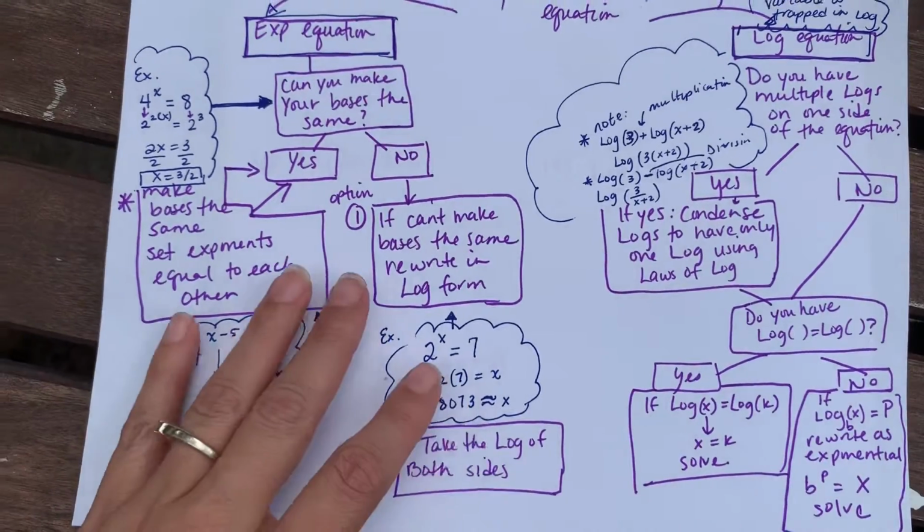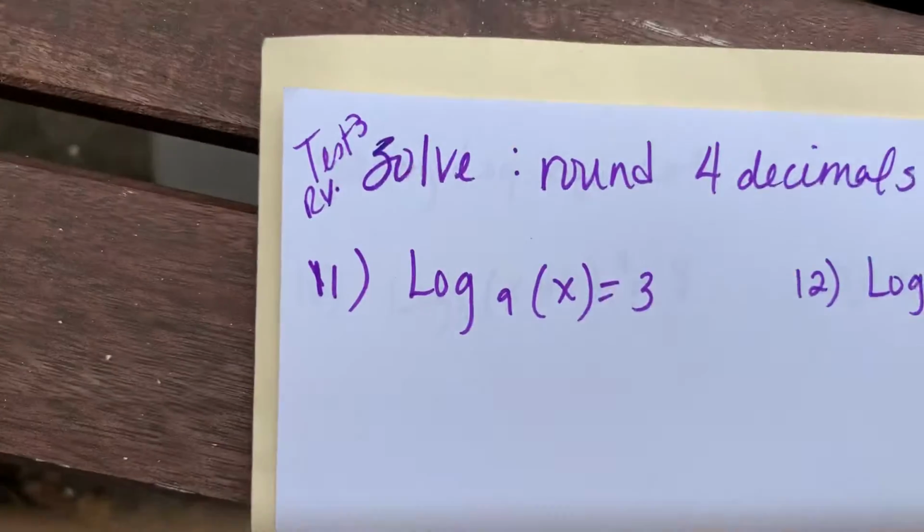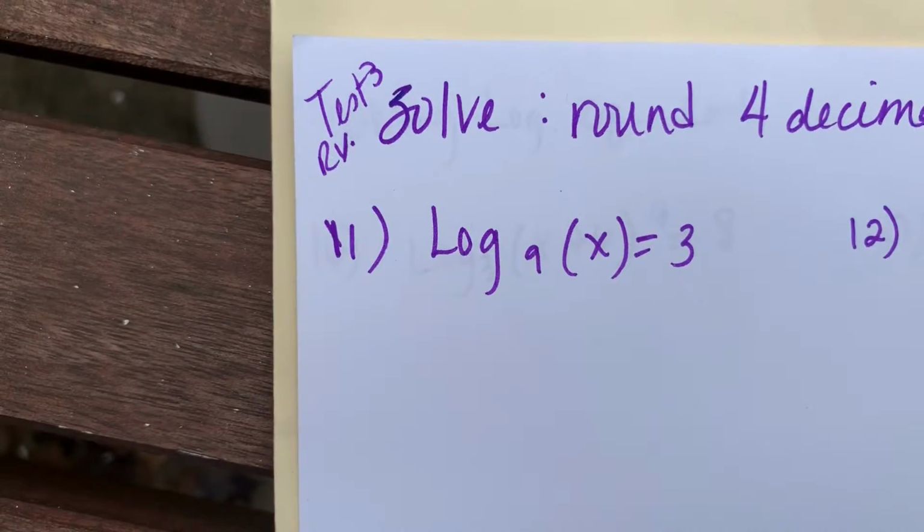So let's go ahead and get started. I have a problem written already over here. We're going to zoom in and magnify problem number 11 from the review. It does say solve, round if you need to. So let's get started. Let's look at 11.